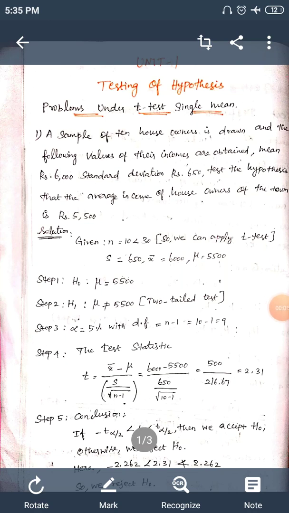Dear students, today in class we are discussing Unit 1, testing of hypothesis problems under the t-test for a single mean.